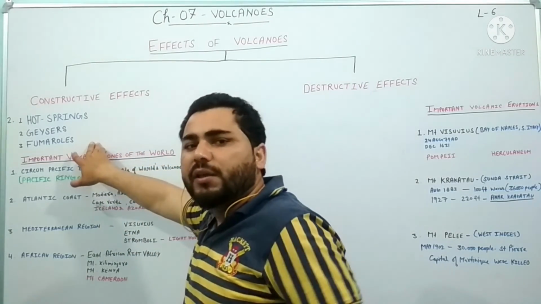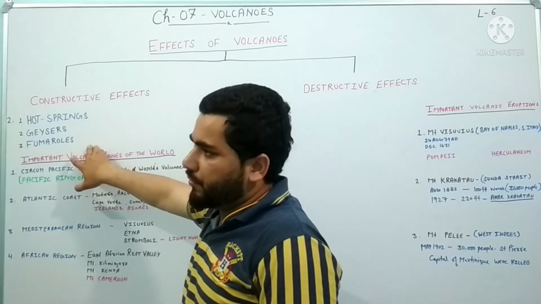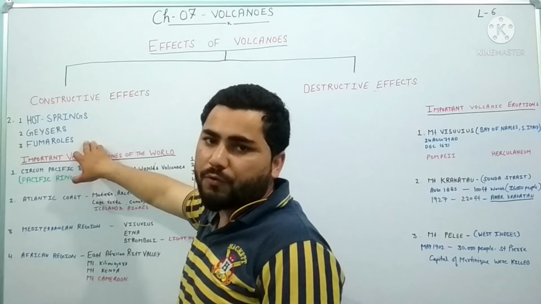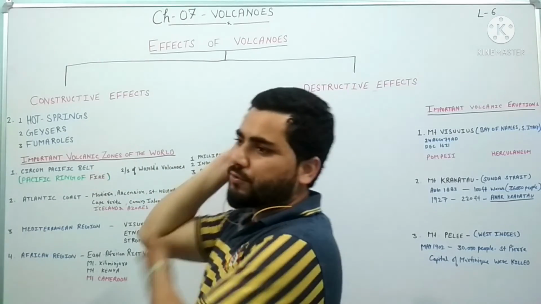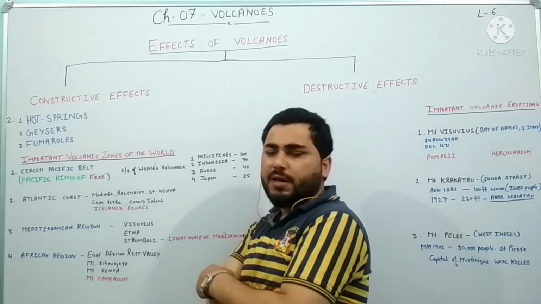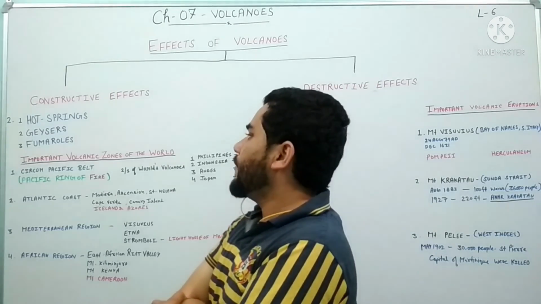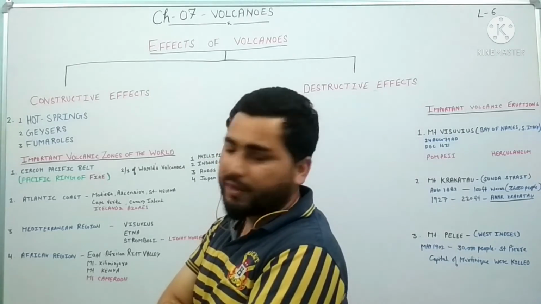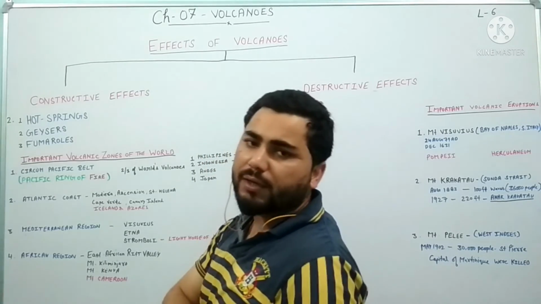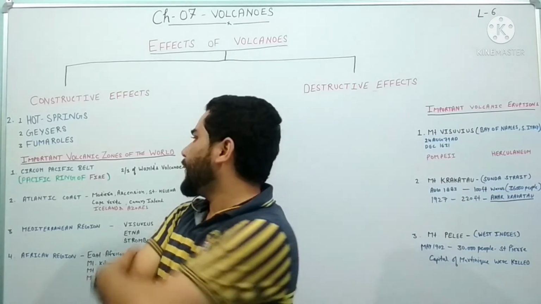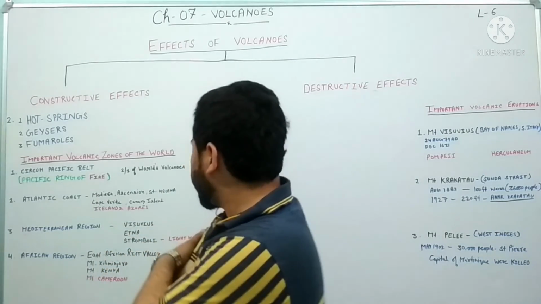And when only gases as well as steam come out from the cracks or the vents or the openings in the earth's surface, that is called fumaroles. And in fumaroles, when only sulfur gas comes out, that is called solfatara. And when only carbon dioxide gas comes out, then it is called mofette. So these things we have studied.